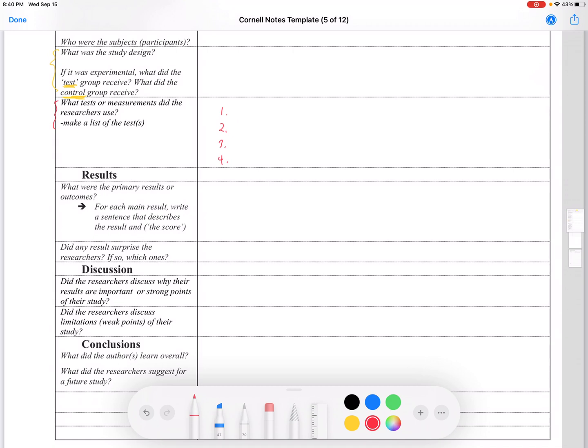They will give a score. Write down that score in brackets, like this, in red. These are brackets. Write down the unit.